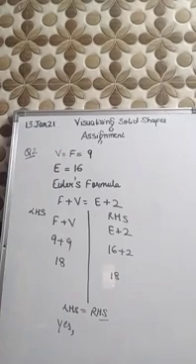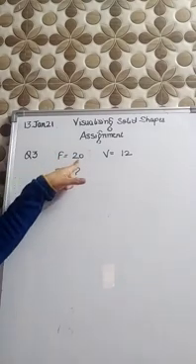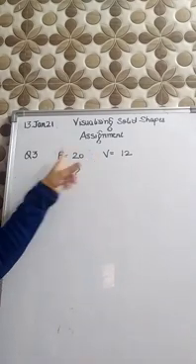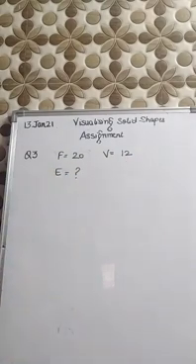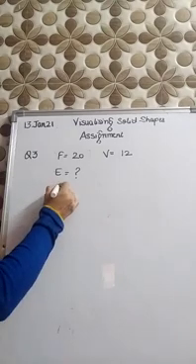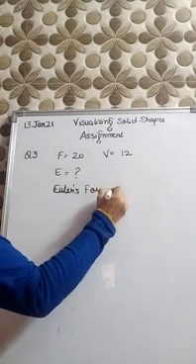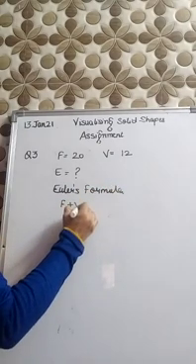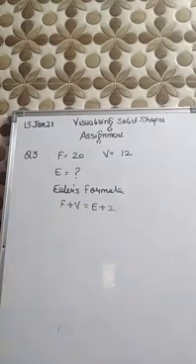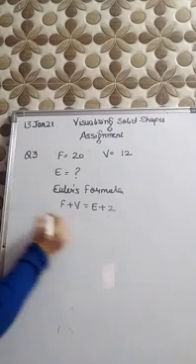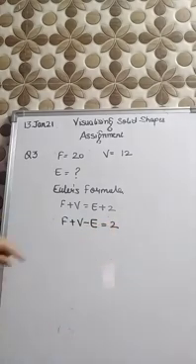So the next question is, in question number 3, you have given faces 20, vertices 12, and here we want to find the number of edges. For this, you will again use the same formula, that is Euler's formula, that you will write first, that is F plus V is equal to E plus 2. If you shift this E to the left hand side, you can write the formula in this manner also, F plus V minus E is equal to 2. So both the ways are correct.